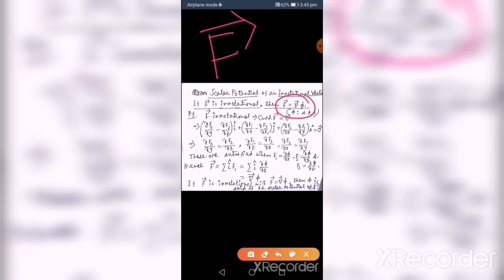Scalar potential of an irrotational vector F. If F is an irrotational vector, then it can be expressed as the gradient of a scalar point function phi, that is F equals grad phi. So we are required to prove that if F is irrotational, then F can be expressed as F is equal to grad phi, where phi is some scalar point function.